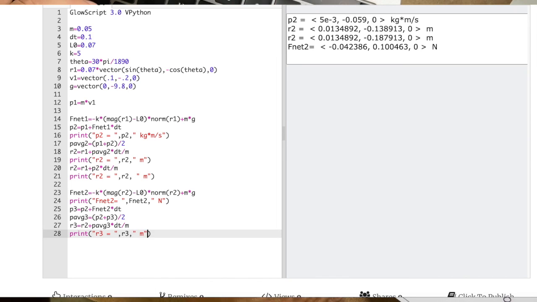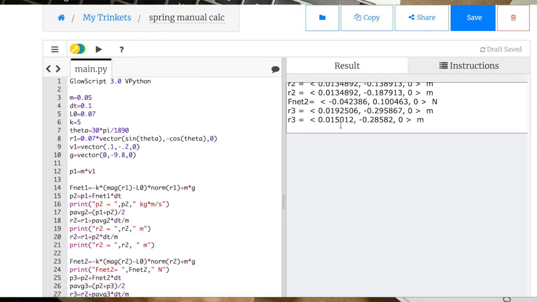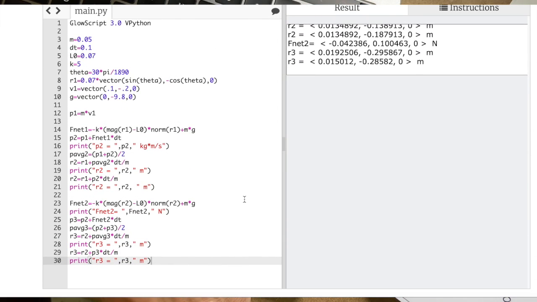And that's in meters. And then we'll do it the other way. R3 equals R2 plus P3 times dt divided by m, and print that again. And let's run that. And you see we get slightly different answers, but it's not that bad. It's really not that bad, okay? And if you made a smaller time step, it would be even better. But there you go. That's it, right?